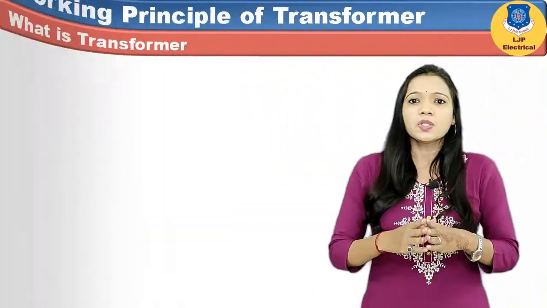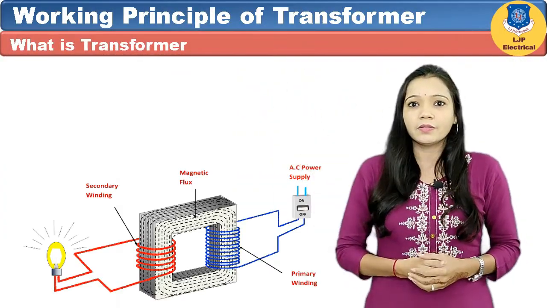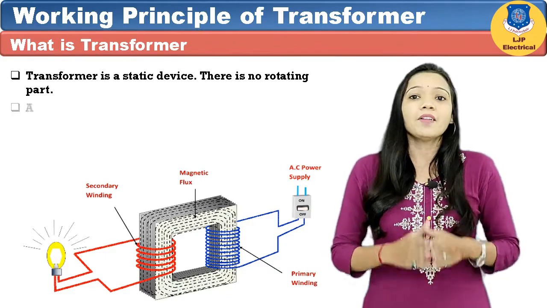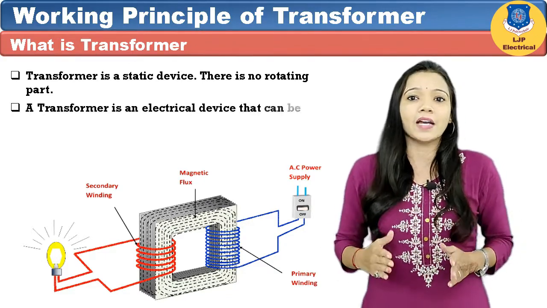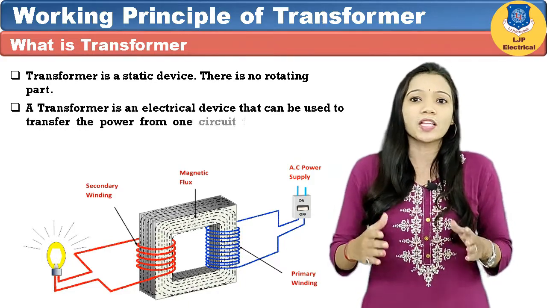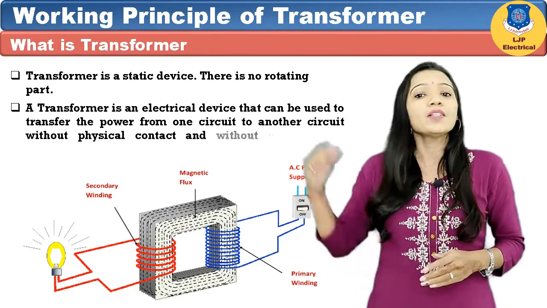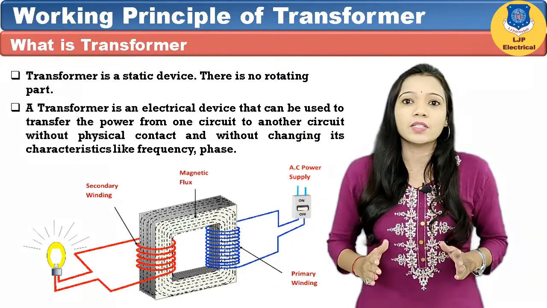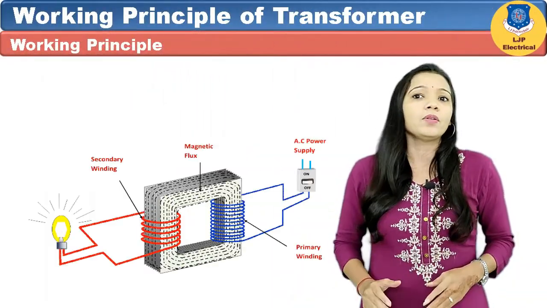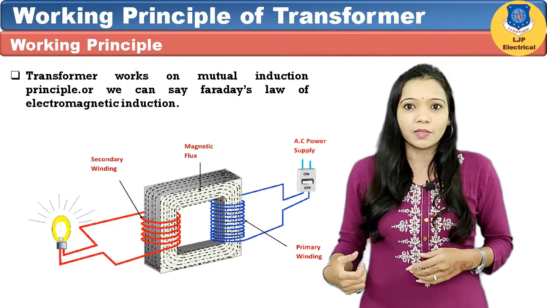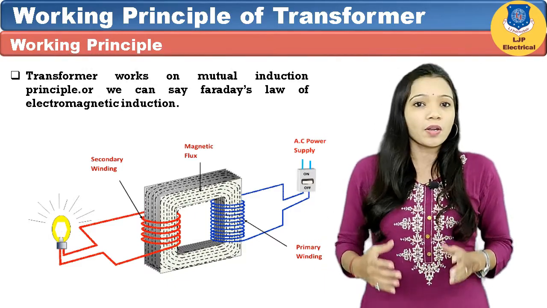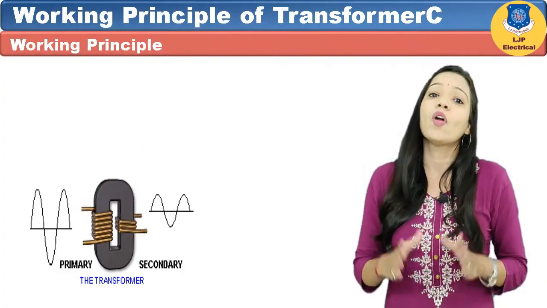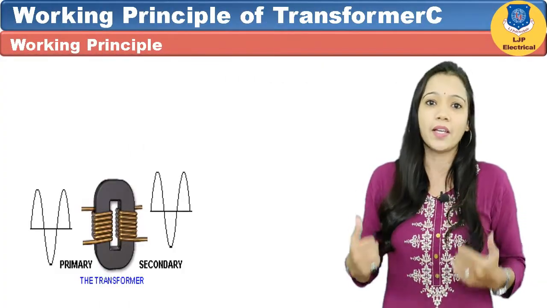So let's start. What is the transformer? Transformer is basically a static device. A transformer is an electrical device that can be used to transfer power from one circuit to another circuit without change of frequency. If we talk about the basic principle of transformer, the transformer works on a mutual induction principle. Before we discuss, let's understand what is primary winding and what is secondary winding.